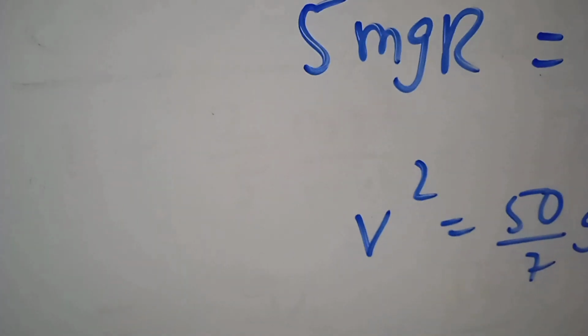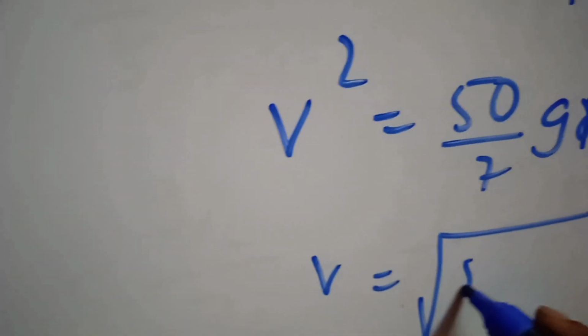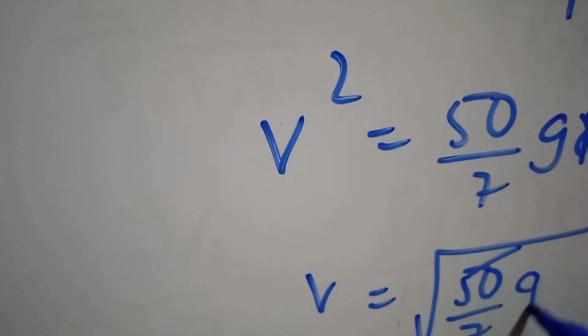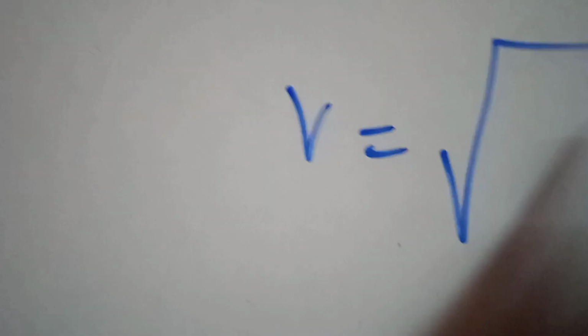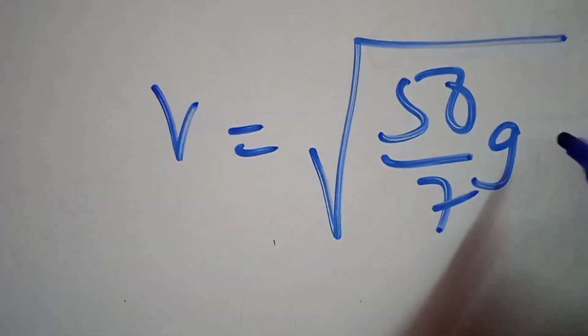So v equals root under 50/7 g into r. So the answer is v equal to root under 50/7 gr. Is that clear to all of you?